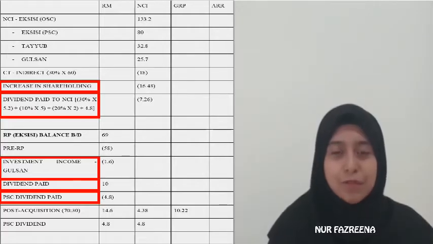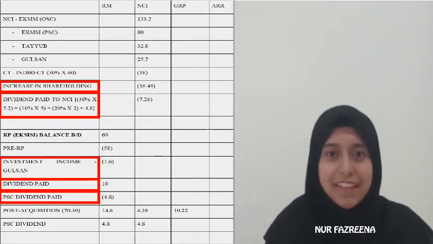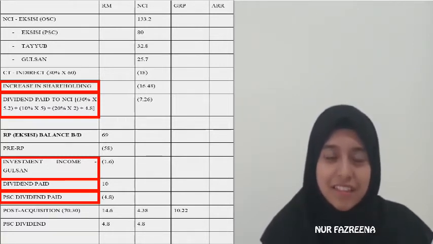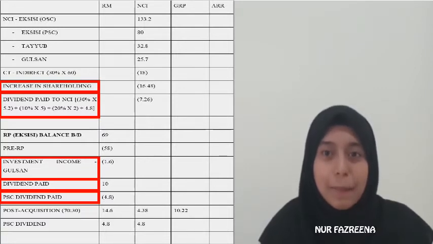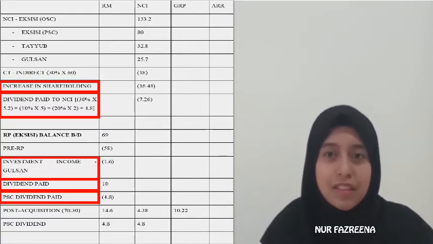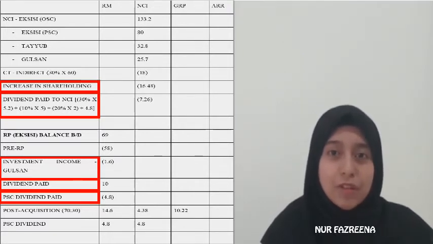Moving on to the schedule form for computing the group retained profit and NCI. As you can see, the increase in shareholding obtained from B needs to be deducted in the NCI. Same goes to the dividend paid to the NCI. Meanwhile, the investment income from Gulsen needs to be deducted because it is already included in the retained profit of XCC. The dividend paid is added because it needs to be apportioned between the group and NCI. The preference share capital dividend paid needs to be deducted and added again later because it does not need to be apportioned. The full amount is transferred to the NCI.